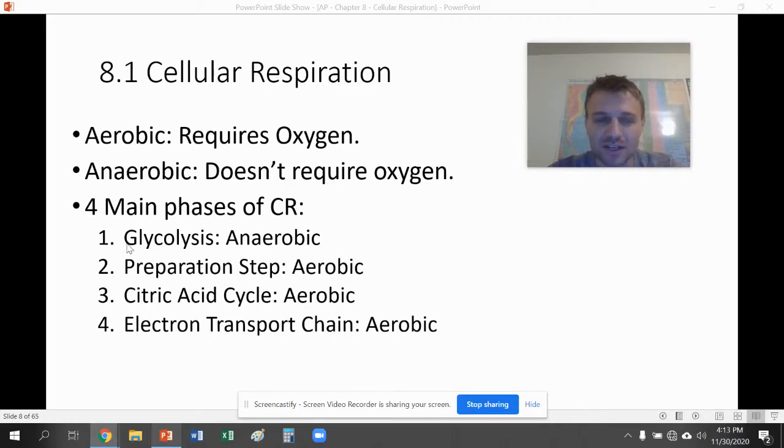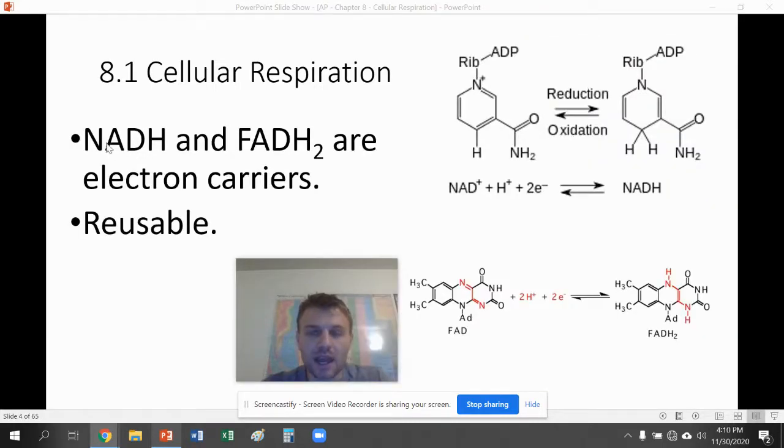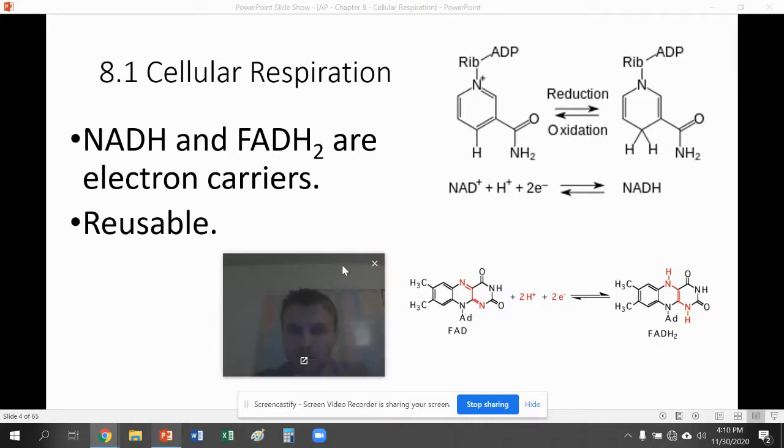The only one here that is anaerobic is glycolysis. We're going to see the prep step, the citric acid cycle, or the Krebs cycle, and the electron transport chain all be aerobic, which means they require oxygen. Now, we had NADPH back in photosynthesis, and we're going to come back and see NADH and FADH₂ molecules are just electron carriers. These guys are reusable. So imagine these are taxis that are going to deliver these electrons to the electron transport chain.